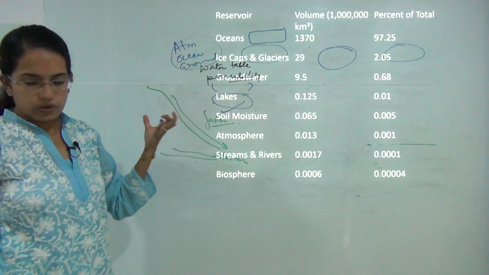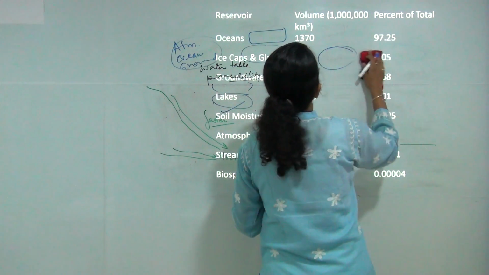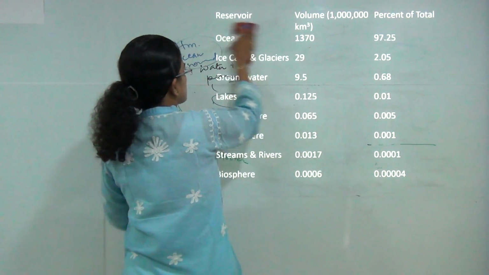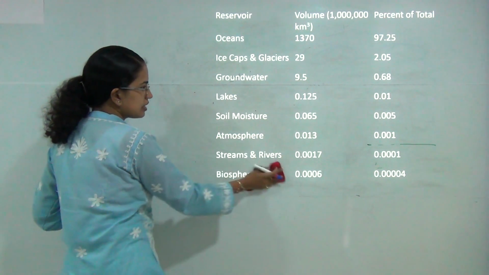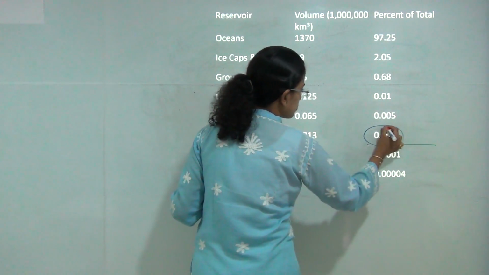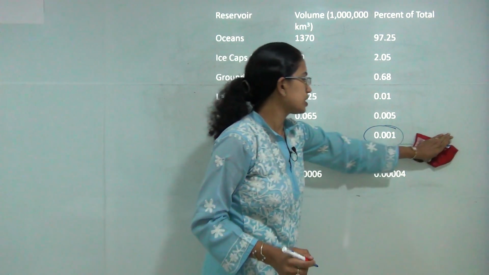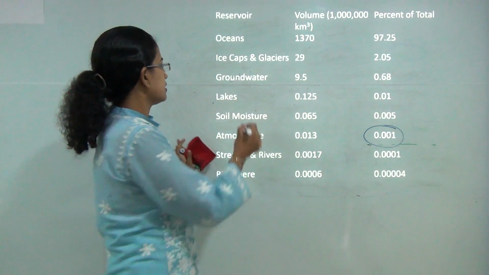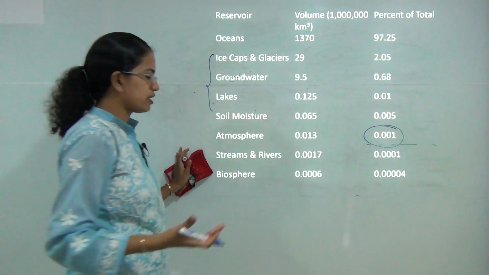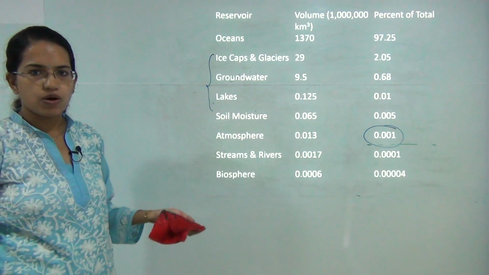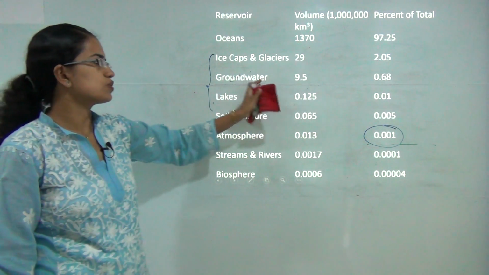Now if we talk in actual terms, we can say 97% of the total reservoirs are oceans. However, if we talk about atmosphere, it includes only 0.001% of the total reservoir capacity. And then you have a lot of reservoirs in the form of groundwater, lakes, soil moisture that is present on the land. So that's the remaining around 2 to 2.5%.